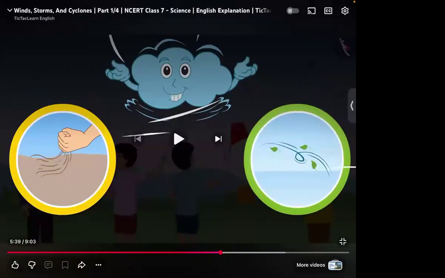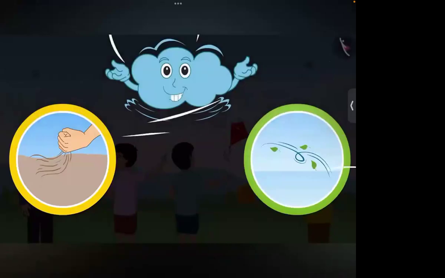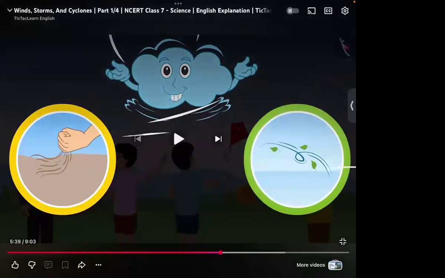The little amount of sand, you just leave it from your hand. Wherever the sand is going, it means the wind is blowing in that direction. Or if there are trees, the leaves falling from the trees will go in whatever direction the wind is blowing.